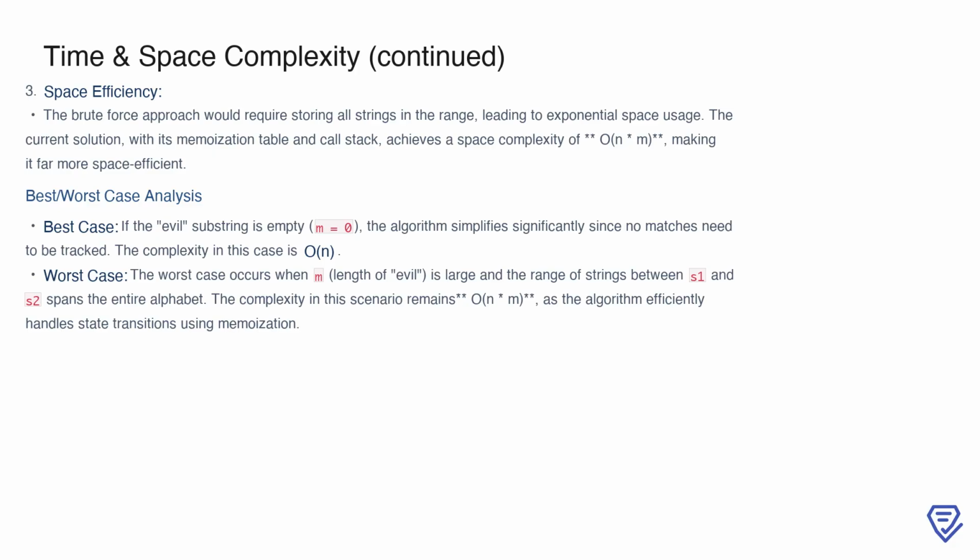Another useful perspective is analyzing the best and worst case scenarios. In the best case, if the evil substring is empty, meaning m equals 0, the algorithm simplifies significantly because no matches need to be tracked.